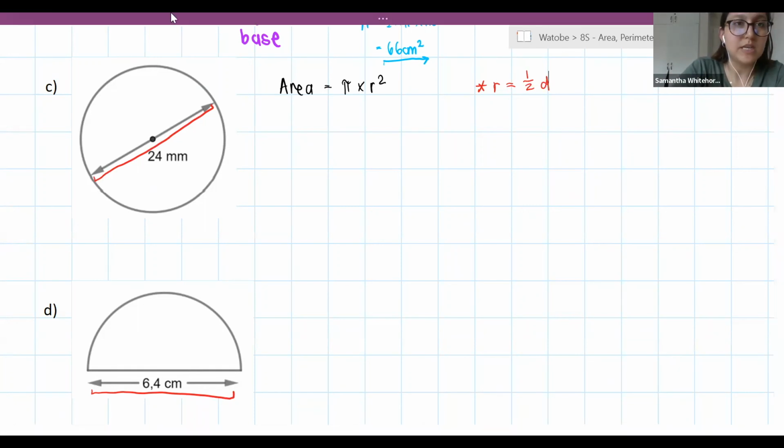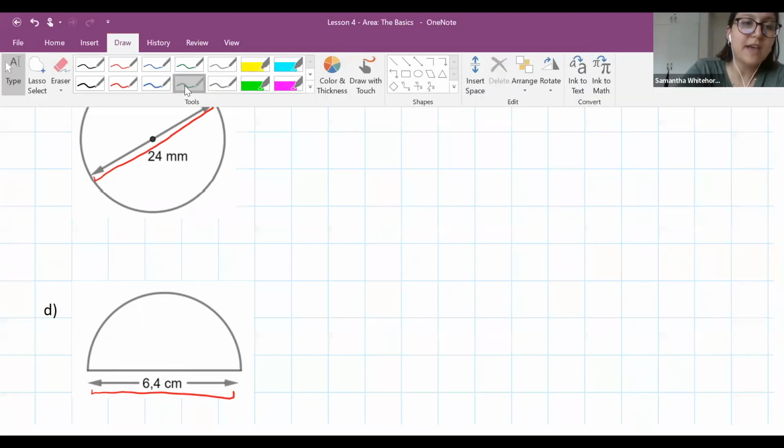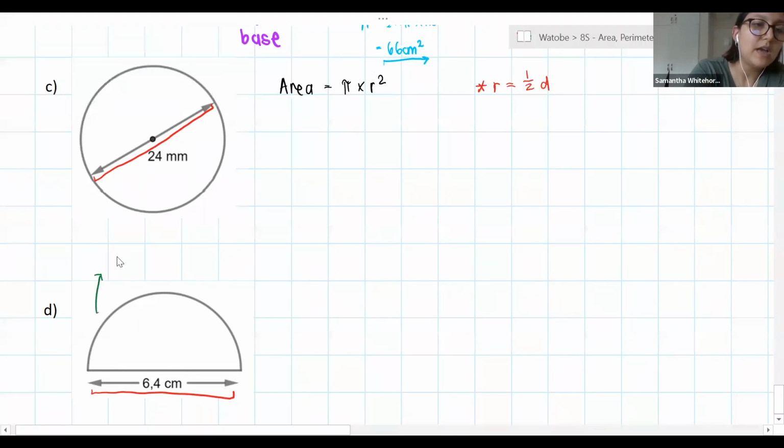Third thing we need to take note of is the fact that in question D, I'm working with half a circle. Now, there was a question about what happens when I have half a circle, and I explained what to do. So let's see how many of us were listening. So I would like you to try working out the area for me of question C and question D, taking note of all of the things that I've just told you. Remember your units.